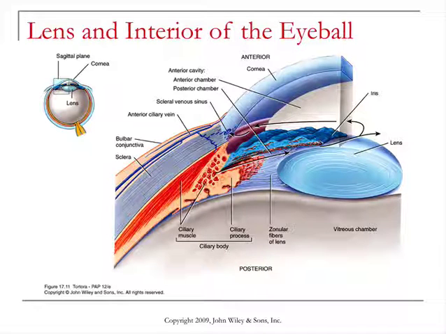Let's now take a look at the lens and the interior of the eyeball. If we make a sagittal section through the eye and magnify it, this is what we'll see. We'll magnify each of these portions in the next few diagrams.